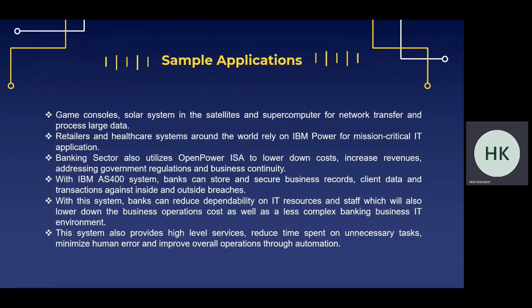Now we'll continue with sample applications. Open Power ISA is being used in game consoles, solar system in the satellites, and supercomputers for network transfer and to process large data. Retailers and healthcare systems around the world also rely on IBM Power for their mission-critical IT applications. Banking sector also utilizes Open Power ISA to lower down costs, increase revenues, address government regulations, and business continuity.